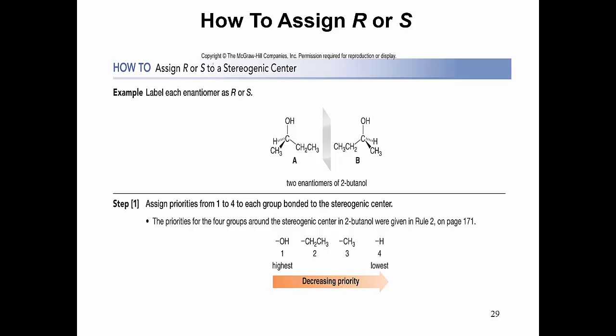It's a simple rule. We assign our priorities just like we had been practicing. And you see the two enantiomers of 2-butanol, that is 2 non-superimposable mirror images. Again, make a molecular model of each and convince yourself that A and B are not the same compound. So we assign, as you can see, the hydroxyl group number 1, the ethyl group 2, the methyl 3, and the hydrogen 4. I hope by now you understand how we come about that labeling of priorities.